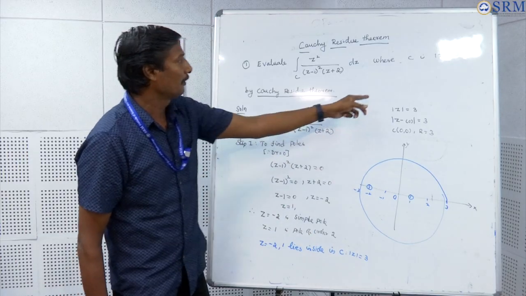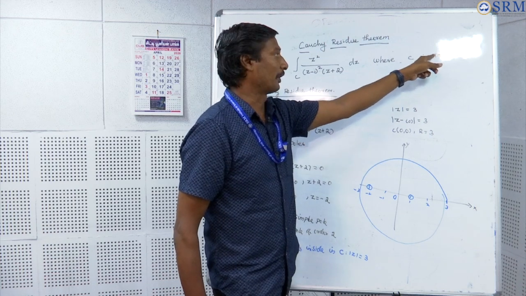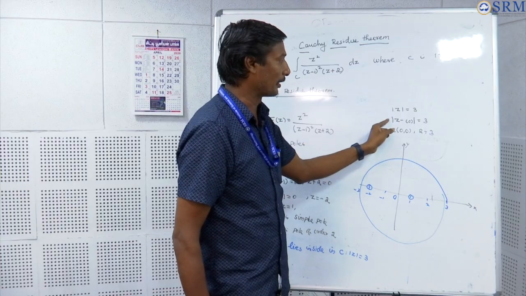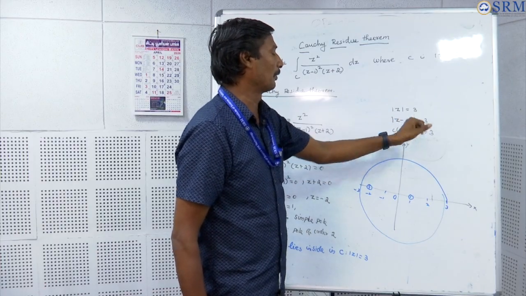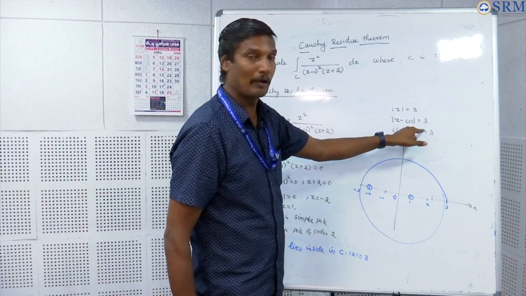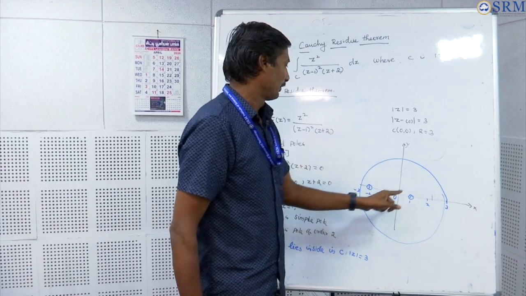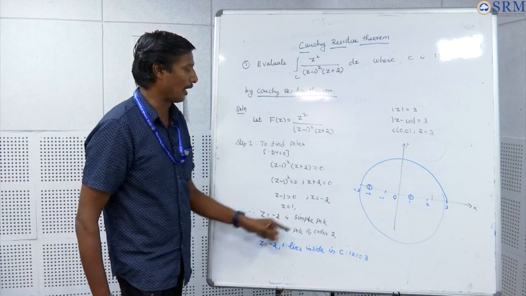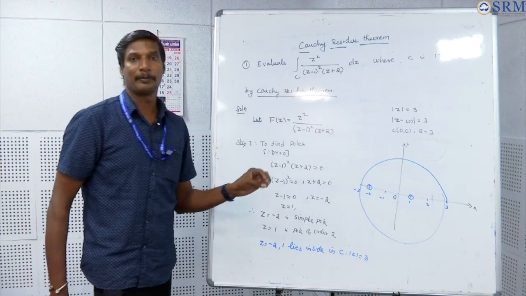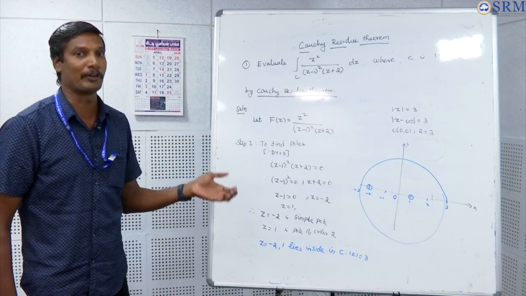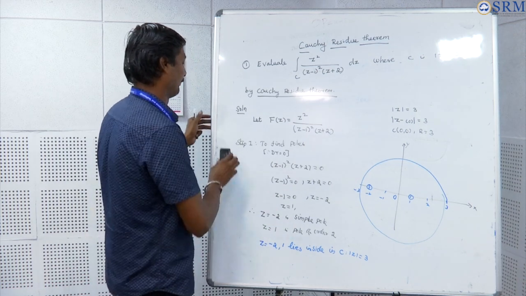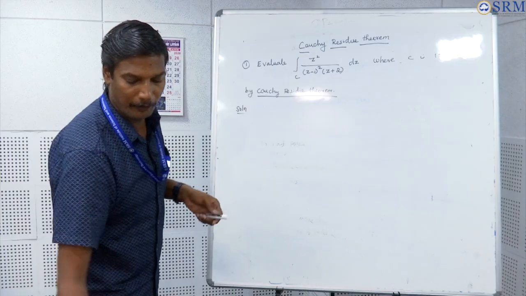After that, the given condition is that the circle is modulus of z equal to 3. This can be written as modulus of z minus 0 equal to 3. So the center point is (0, 0) and the radius value is 3. You draw the circle. The points minus 2 and 1 both lie inside C. Since the two points lie inside, we want to find the residues. First, the residue of the simple pole.